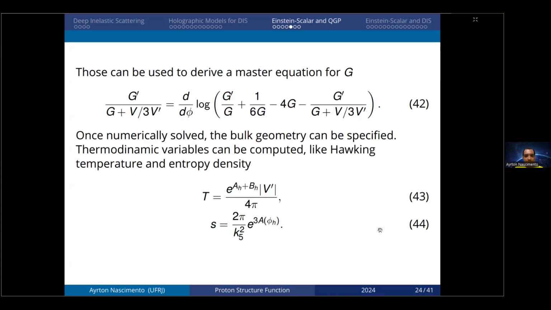So once you do that, you solve this equation, you determine the A, B, and H functions, and so you can determine the geometry of the space-time you are interested in for describing your problem. And once you get that, you can compute things like temperature and entropy and all things related to those thermodynamic functions over here. You can construct the equations of state and everything.